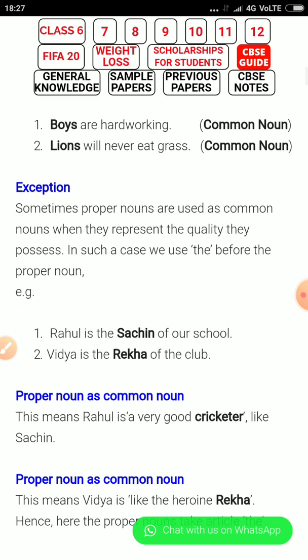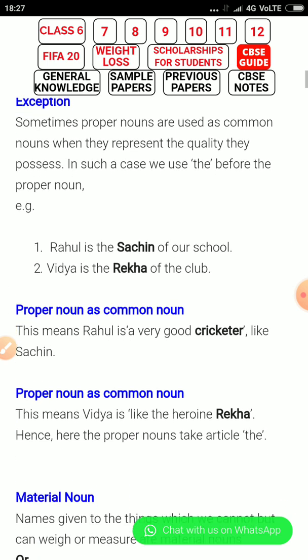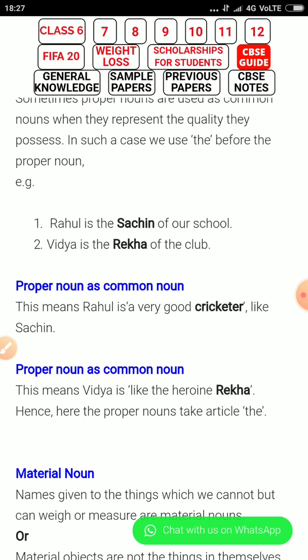So a proper noun is used as a common noun. See, this means Rahul is a very good cricketer like Sachin. See, example. This means Vidya is like the heroine. Rekha is here the proper noun.